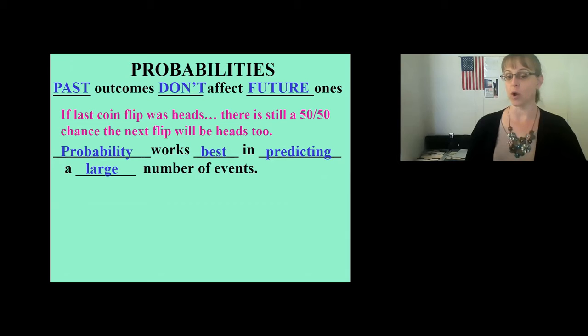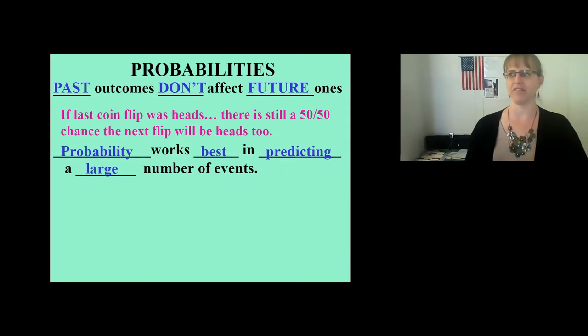See, probability works best if you're predicting a large number of events. If you flip the coin 100 times, you'd have a much better chance of getting very close to a 50-50. Maybe you might get 49 times heads and 51 times tails, or 48 and 52, but you're going to be closer. If you flip the coin 1,000 times, you'll get even closer. The more times you flip that coin, the closer you're going to be to that perfect 50-50 ratio. So a large number of events works a lot better than a small number.